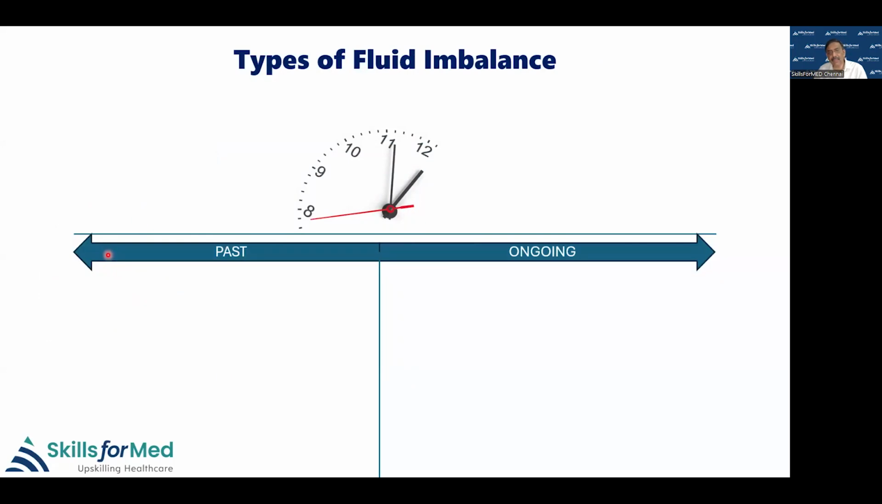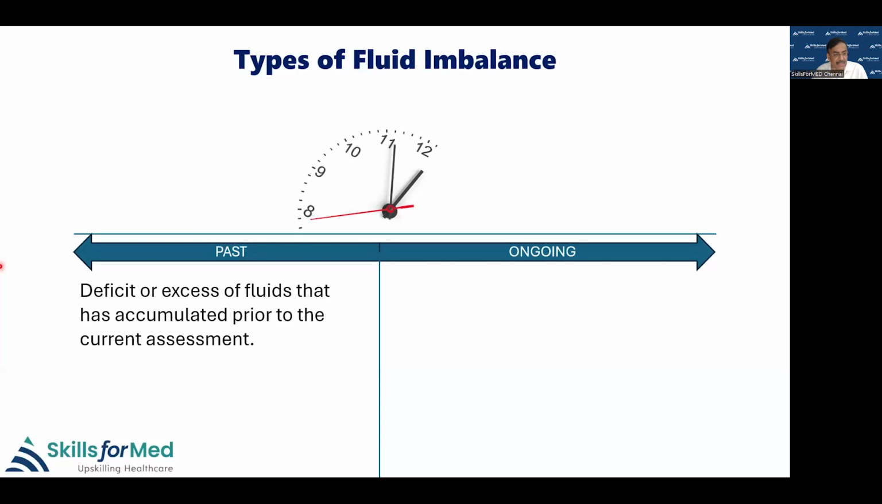Now, when you look at fluid balance, you always have to think about two things. When you see a patient for the first time, what are the past imbalances and what are the ongoing losses or gains? So the past is deficit or excess of fluids that is accumulated prior to the current assessment. A patient comes to the emergency department with, say, gastroenteritis.